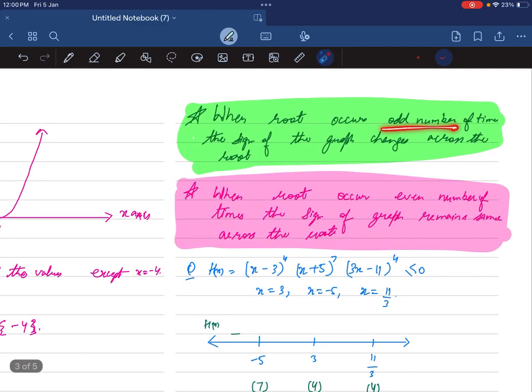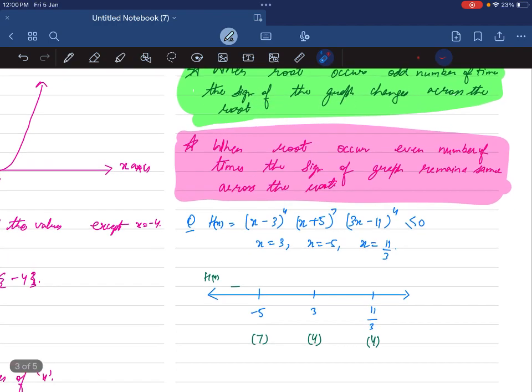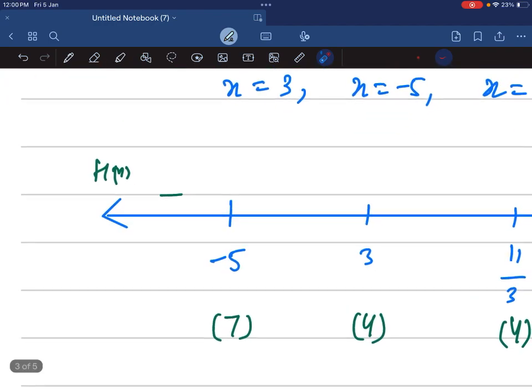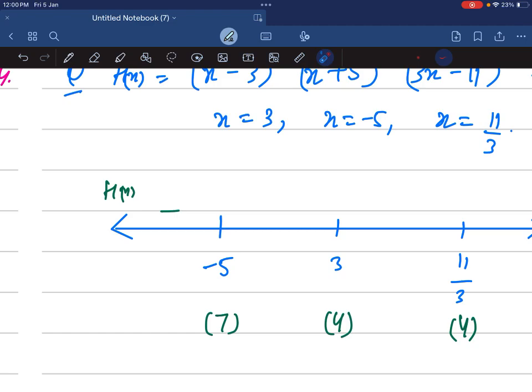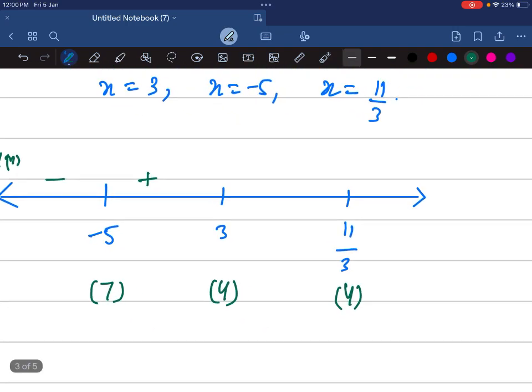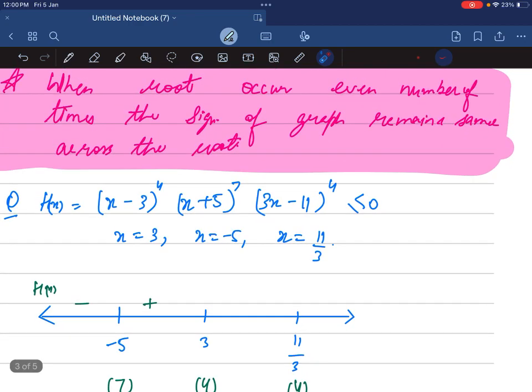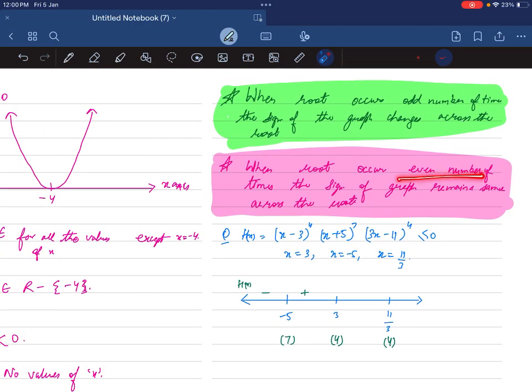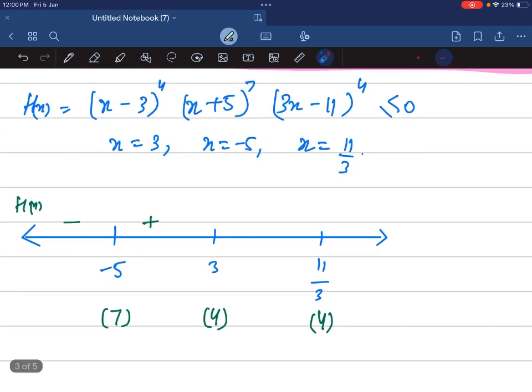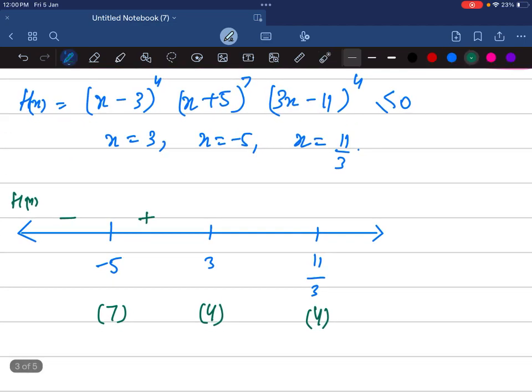Now, if my root occurs an odd number of times, as we just learned, the sign of the graph will change across that root. So if my graph was negative before this, it will get positive after that. Similarly, for the even powers, as we learned, when the root occurs an even number of times, the sign of the graph remains the same across the root. So it will remain positive, and again positive, right?